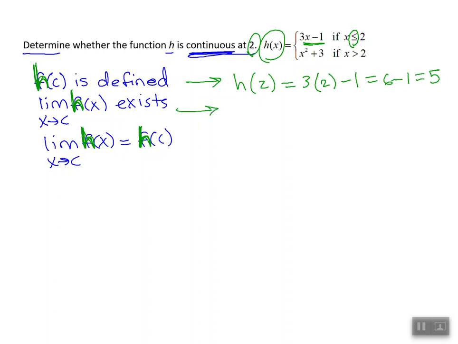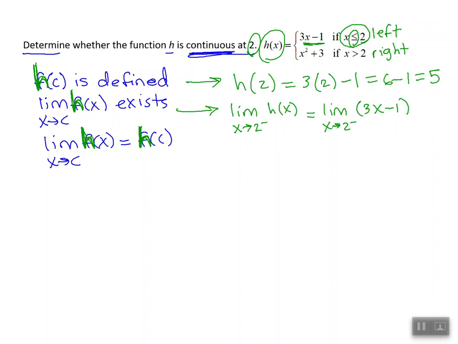Second, does the limit exist? Well, because we've got the left piece and the right piece, we need to check both-sided limits. Let's start with the limit as x approaches 2 from the left. In order to do that, we're going to use this left-sided piece. So this will be equivalent to the limit as x approaches 2 from the left of 3x minus 1, and substitution will work here. We get 3 times 2 minus 1, which is 5.